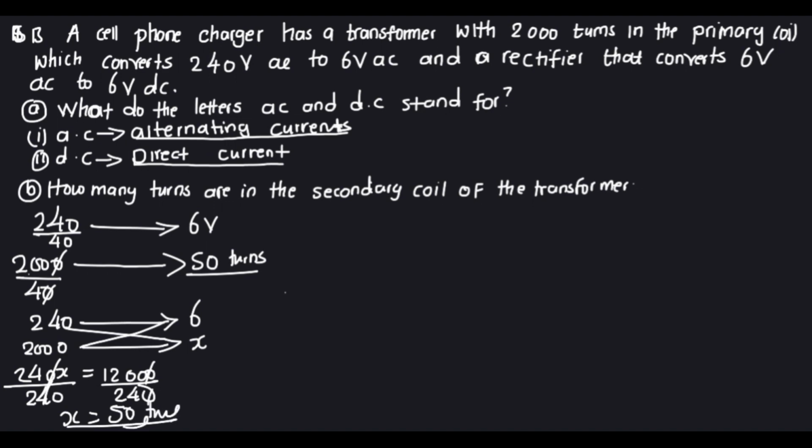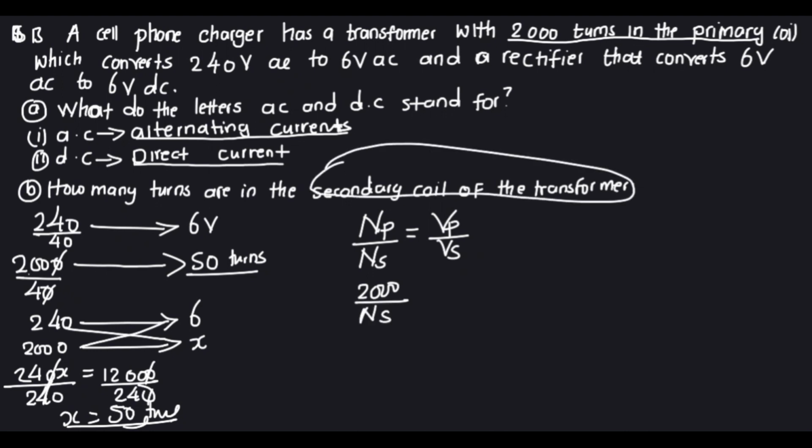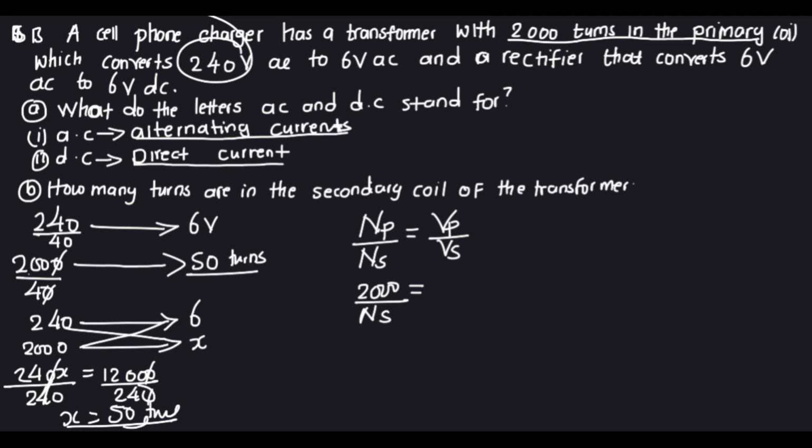Or if you want, we can use the equation where we use the number of turns on the primary divided by the number of turns on the secondary is equal to voltage on the primary over voltage on the secondary. So number of turns on the primary we have been given is 2000 turns in the primary coil. So we have 2000 over number of turns on the secondary is what we are solving for here. So just leave it like that. Then voltage on the primary is 240. So we have 240 volts over the voltage on the secondary is 6 volts.